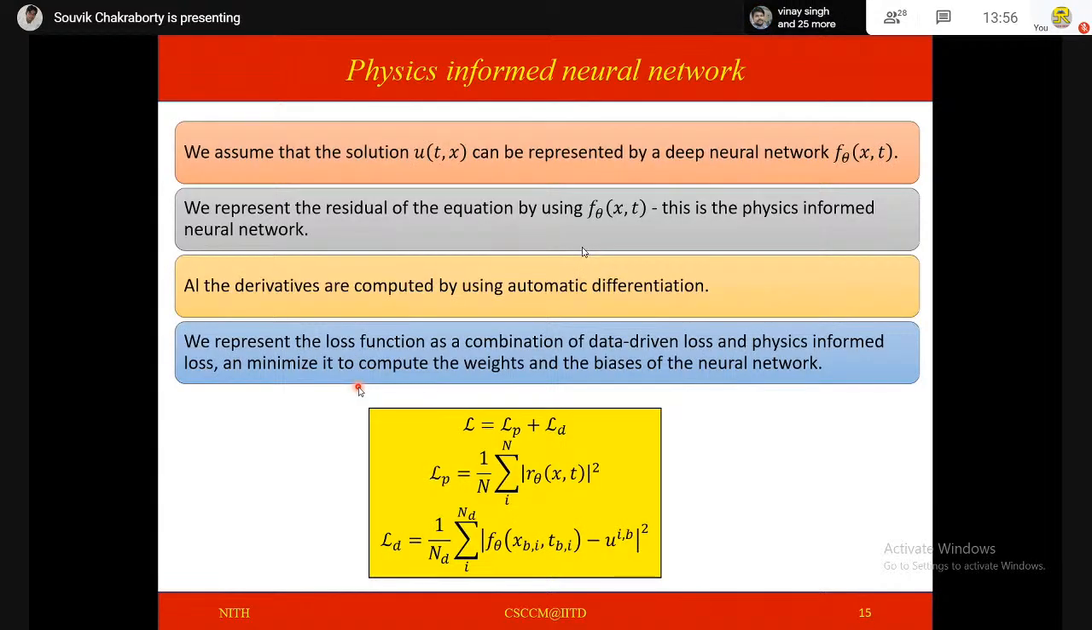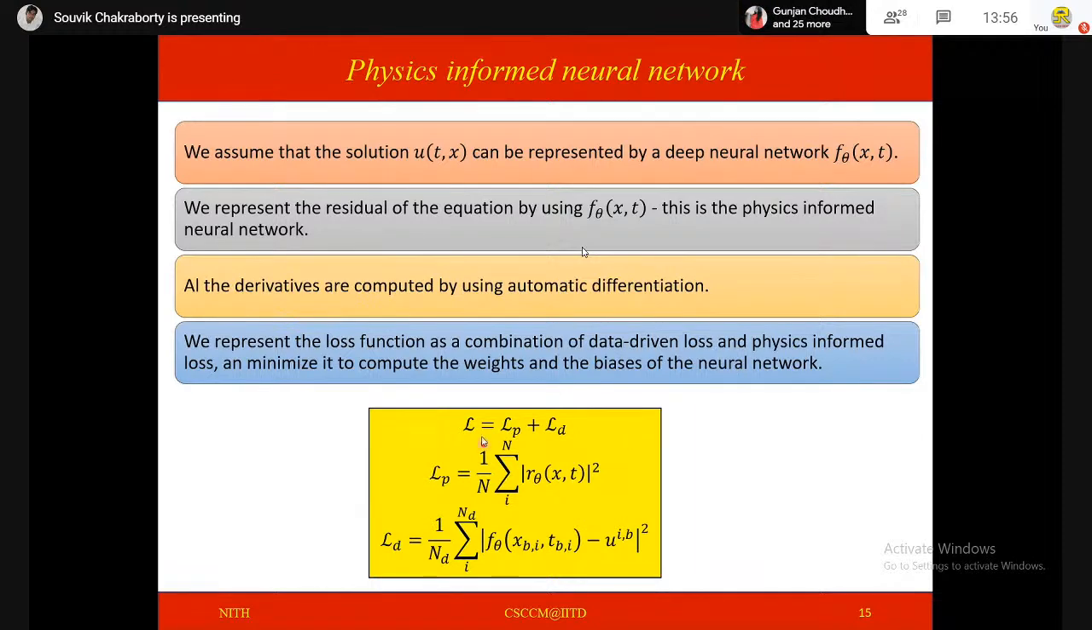So anyway, here is the summary. What we do is we assume the solution of the differential equation to be a neural network. And then we represent the residual by using another neural network, and that is the physics informed neural network. And all the derivatives that are needed, we do it using automatic differentiation. And then we formulate a loss function. So this is what we want to minimize. And we minimize it to compute the weights and biases, that is the parameters of the neural network.